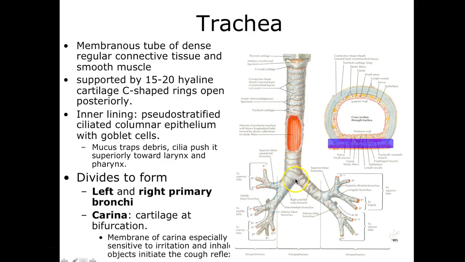So as we continue down from the trachea, we see that we are going to make a split here. So this very end of the trachea, it's almost like a V-shaped cartilage, is called the carina. This is where we're going to bifurcate into the two primary bronchi here. And if we have some sensitivity or irritation to this area, then it initiates our cough reflex.